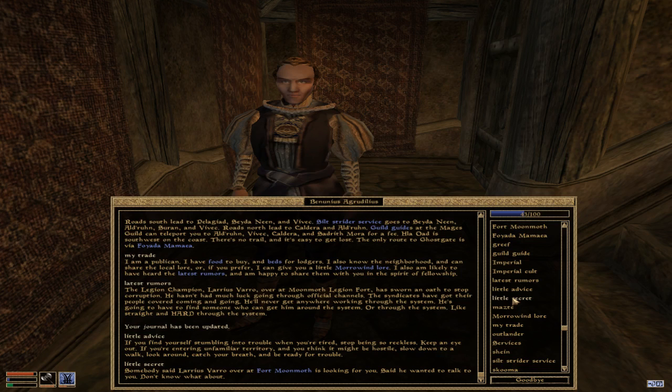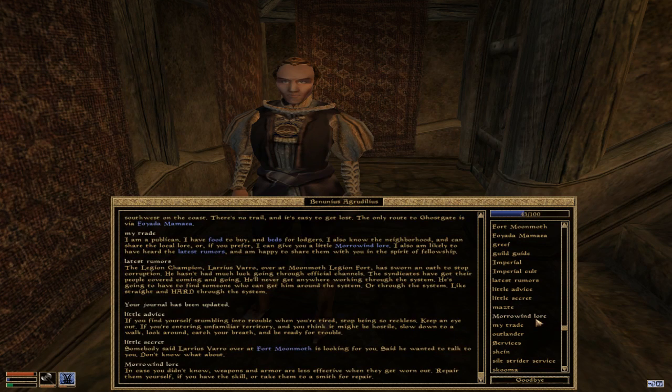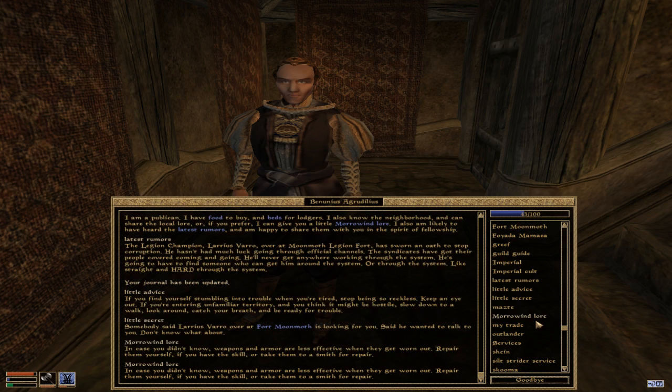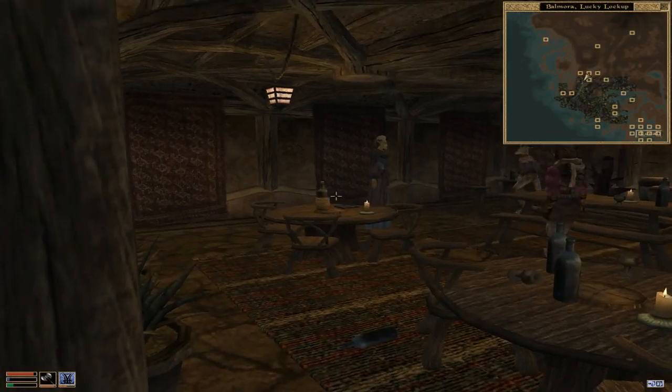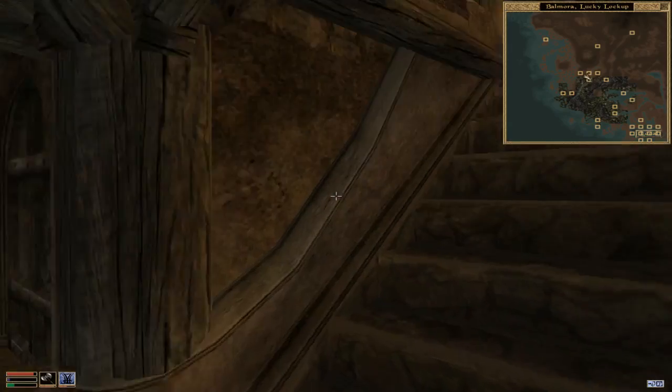Little secret. We've heard this before. Morrowind lore. In case you don't know, weapons and armor are less effective when they get worn out. Repair them yourself if you have the skill, or take them to a smith for repair. How is it connected with the topic Morrowind lore? I don't know. Sounds stupid.